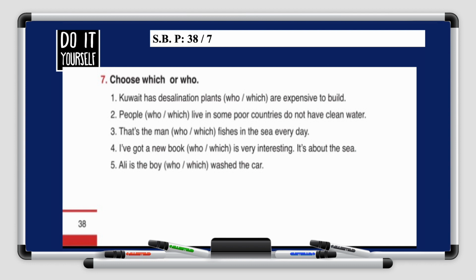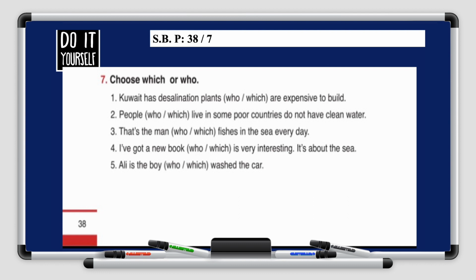4. I've got a new book, which is very interesting. It's about the sea. Which is for things, and who is for people. And here we have a new book. A new book is what? Is a thing. So we're going to use which. I've got a new book, which is very interesting. It's about the sea.